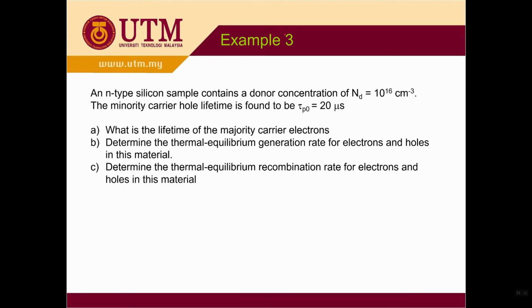And let's look at example 3 right now. N-type silicon, donor is ND 10 to the power 16, minority hole lifetime TPO is 20 microsecond. So what you want to do is get the lifetime of the majority carrier electron. Determine the thermal equilibrium generation rate for electrons and holes. They just want to get for electrons and holes. This one is generation, that is recombination.